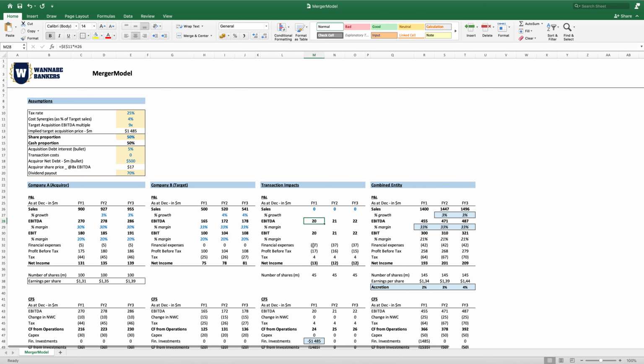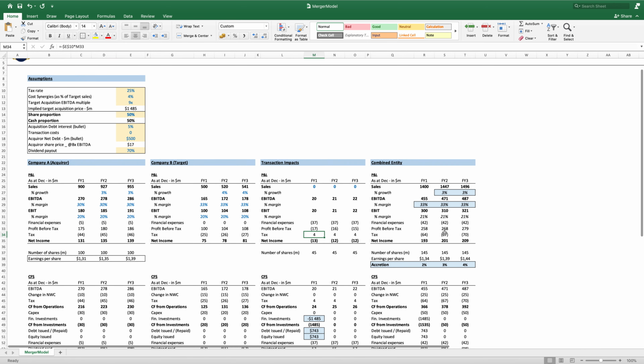And on the other hand, we have financial expenses because we finance half of the acquisition price through debt, and such debt costs 5% per year. And also you have debt tax shields, since we use debt here. The profit before tax is negative, and we have some debt tax shields here. So that's it on the P&L.